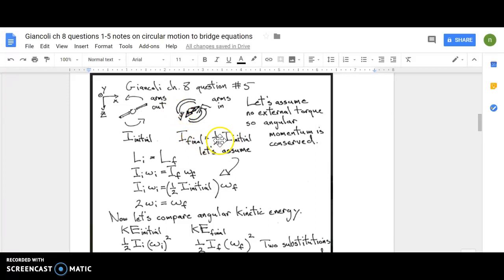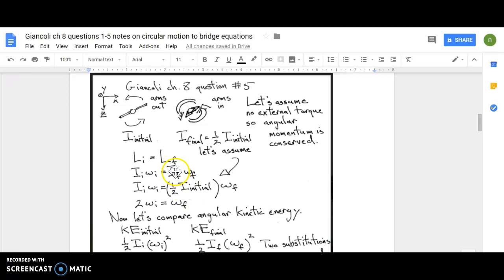So for the sake of this problem, let's assume the final moment of inertia is half of the initial moment of inertia. Let's also assume there is no external torque applied, so that angular momentum is conserved, that is constant. Alright, so the product of the moment of inertia and the angular velocity is the angular momentum. We're going to set the initial angular momentum equal to the final angular momentum, and all we do is substitute in our assumption up here.